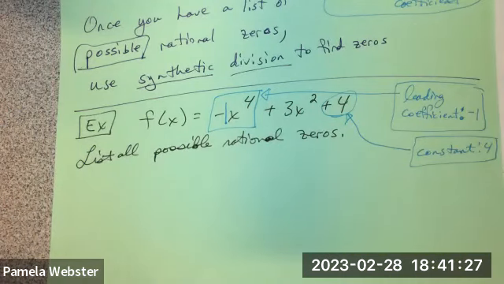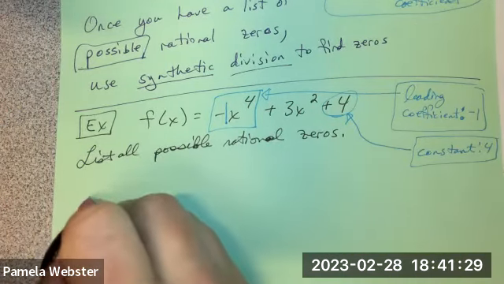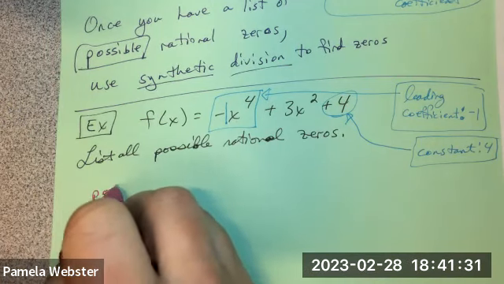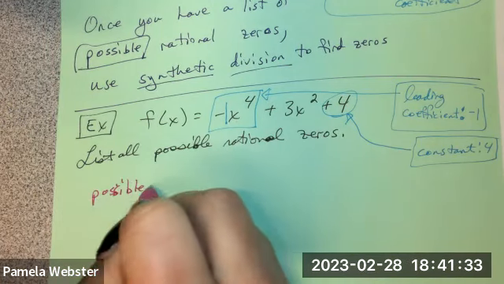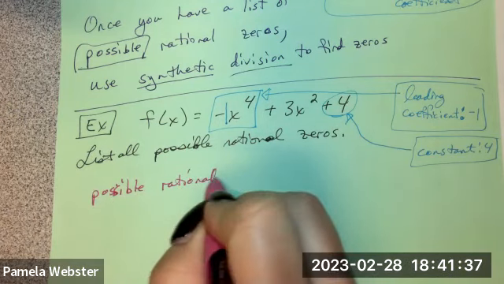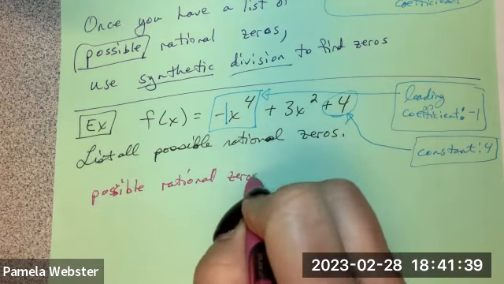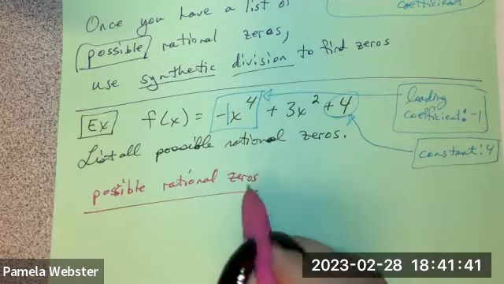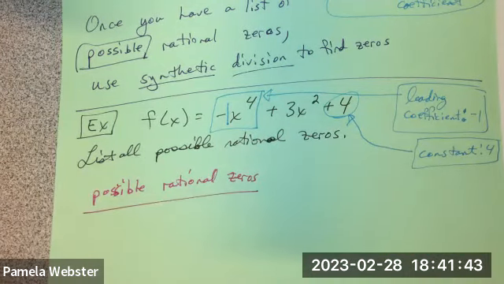So factors of the constant. So my possible rational zeros are... The reason it's important to keep on saying the possible rational zeros is because what if the answer is something like the square root of 3? Well, that's not a rational number. I'm not going to be able to find that using this method, right?